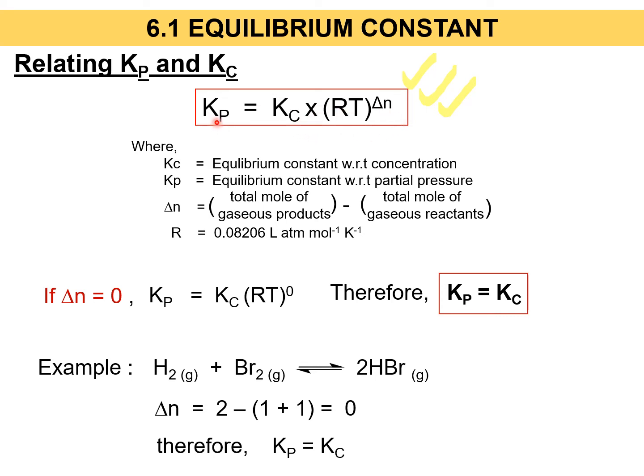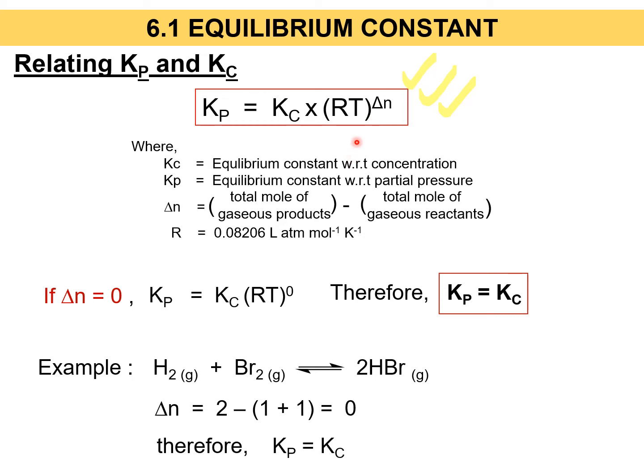So what is Kp? Kp ialah equilibrium constant with respect to pressure. Kc ialah equilibrium constant with respect to concentration. Okay, R ialah gas constant which is 0.08206 liter atm per mole per Kelvin.